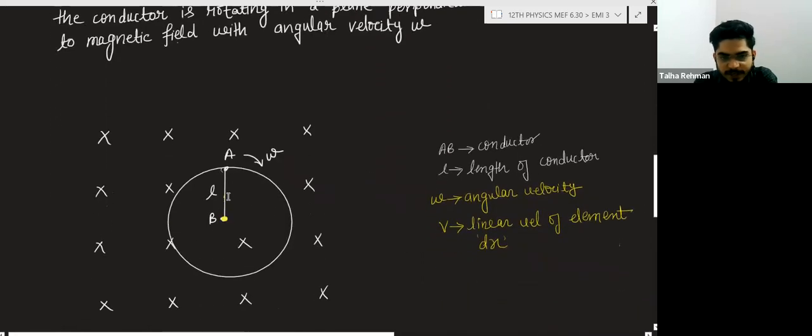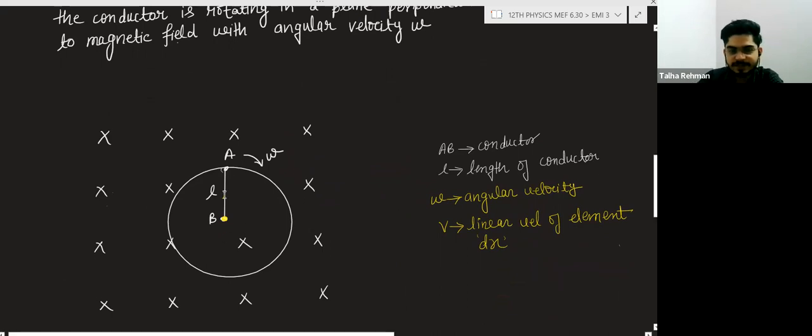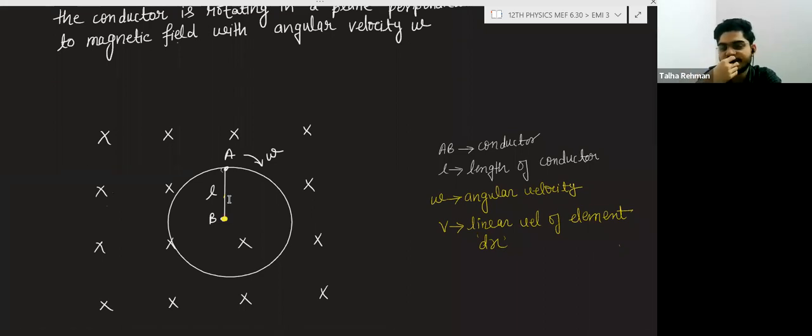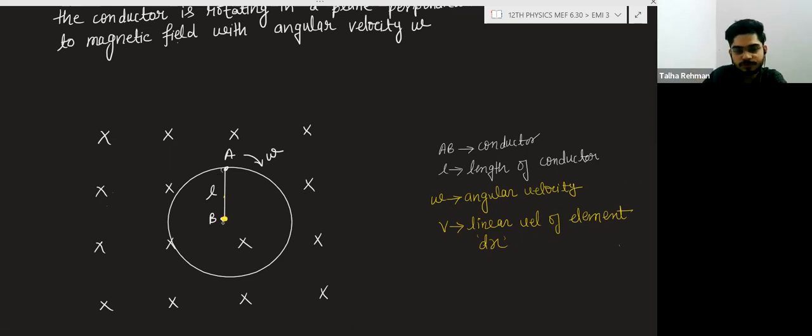Okay, now this conductor is rotating in this direction. So what will happen? Due to the rotation of the conductor, magnetic flux linked with this conductor will change and EMF will induce in this conductor, and that EMF we will calculate. So how we will calculate? About point B the conductor is rotating. Okay, so this thing you should know.